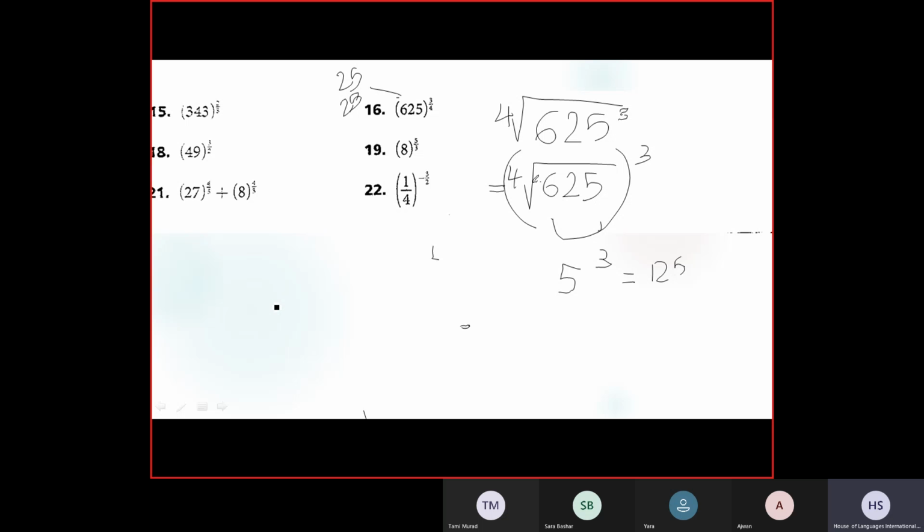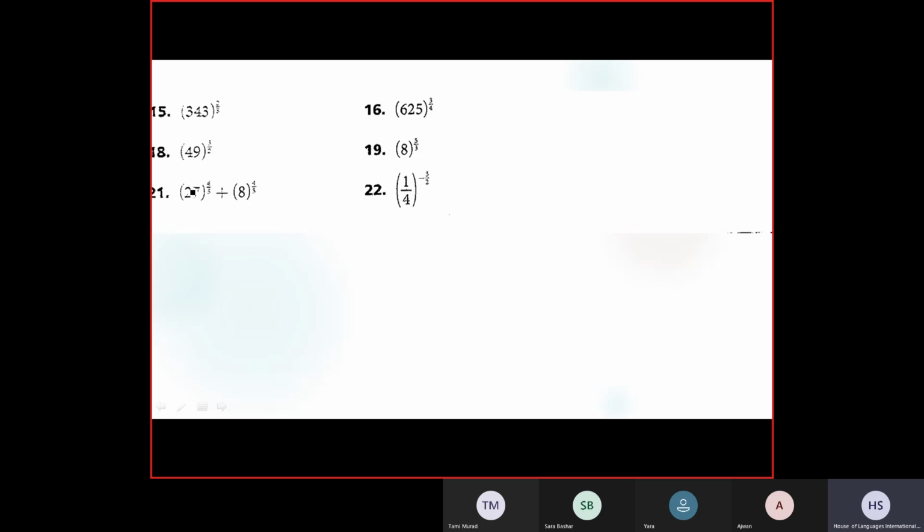Now here, let's solve number 19. Maria. Now number 19, yes. Now look at here. What do we have? 5 over 3. So where should you write 3? Bravo. And 5? Bravo. And then? Now then?